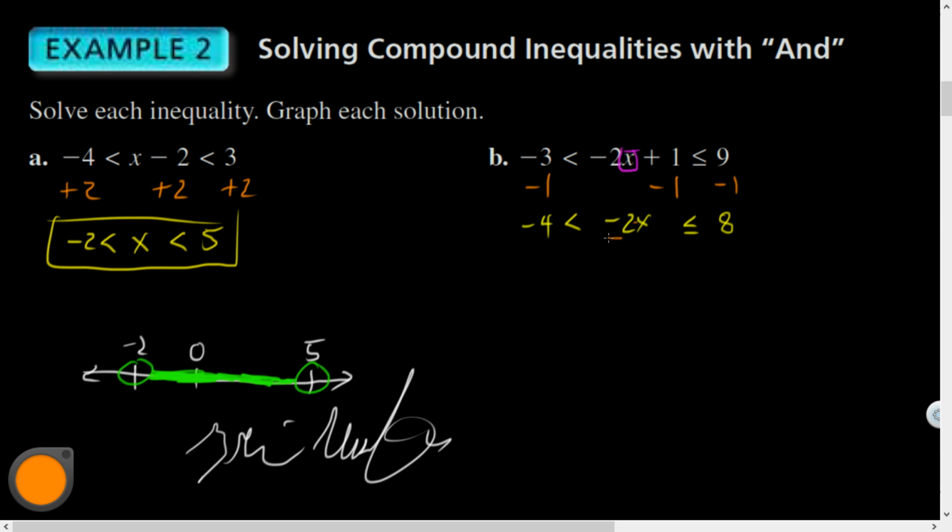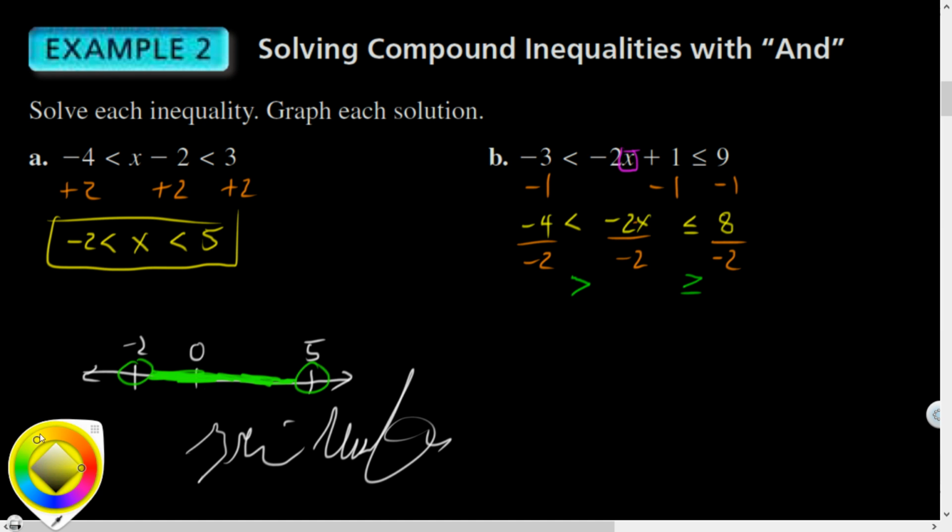Divide everybody by what? Better yet, -2. And wait a minute, guys. We just said the magic words. We said divide and negative. Bong, bong, bong, bong, bong. We have to flip those signs. And we flip all of the inequalities, friends. All of them.